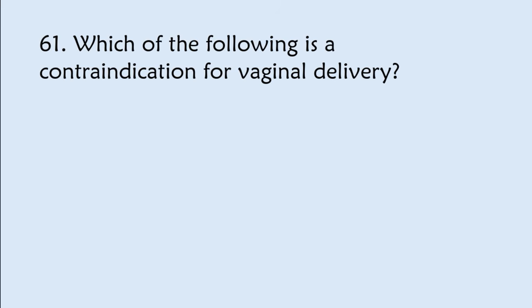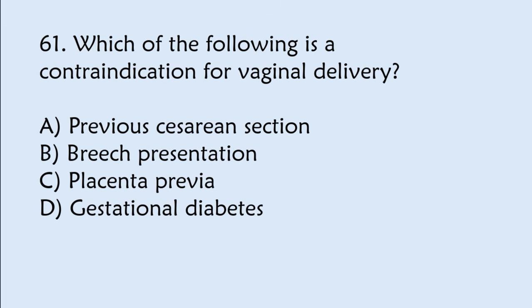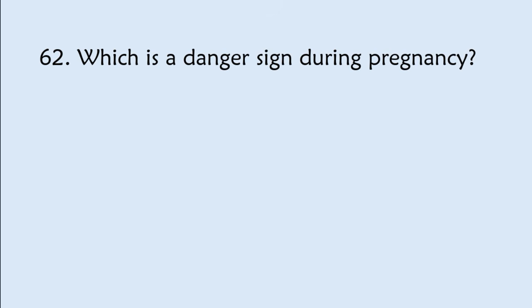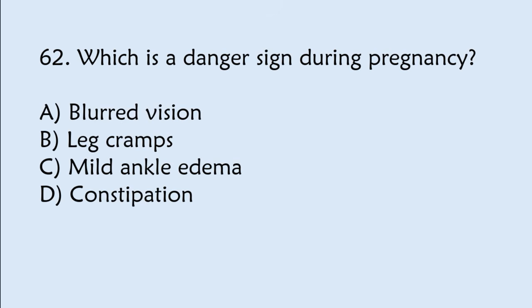Which of the following is a contraindication for vaginal delivery? Previous cesarean section, breech presentation, placenta previa, gestational diabetes. Correct answer is option C, placenta previa. Which is a danger sign during pregnancy? Blurred vision, leg cramps, mild ankle edema, constipation. Correct answer is option A, blurred vision.